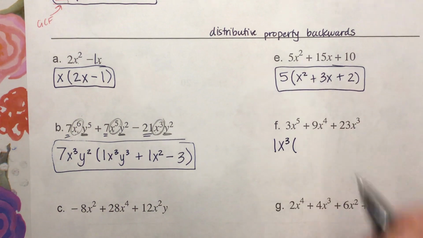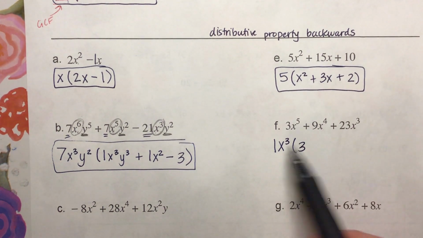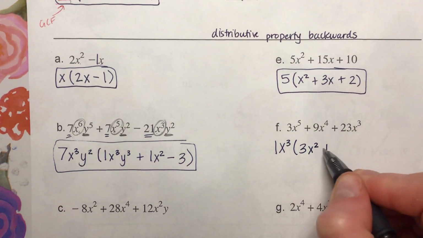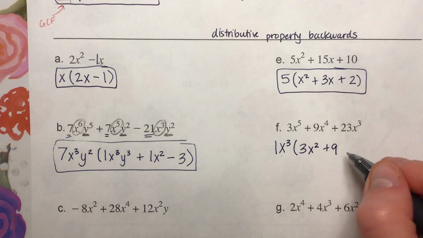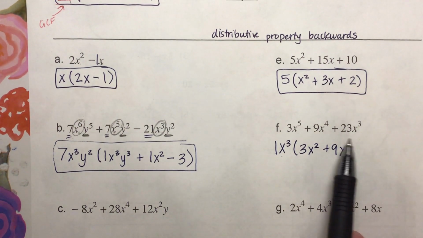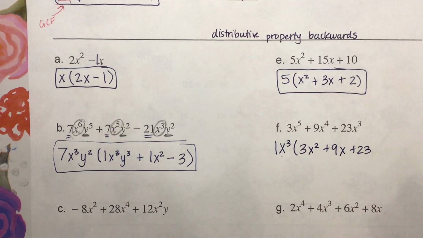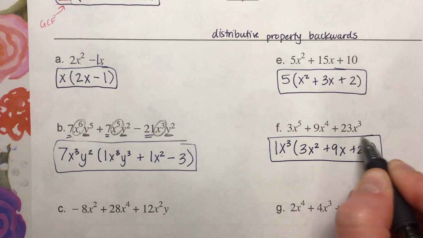If you want, you can put your invisible 1 up front if that helps you. So 3 divided by 1 is 3. X to the 5th divided by x to the 3rd is x squared. Plus 9 divided by 1 is 9. X to the 4th divided by x cubed is x. And then 23 divided by 1 is 23. X to the 3rd divided by x to the 3rd cancels each other out. So here is your solution.